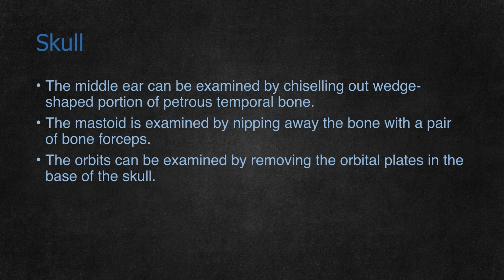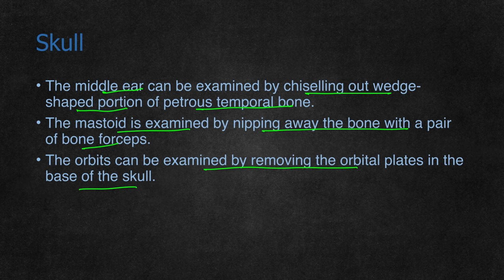Next, coming to dissection of the base of the skull. In the base of the skull, some parts remain; the middle ear can be examined by chiseling a wedge shaped portion of the petrous temporal bone. So using a chisel, the petrous bone can be chiseled out to examine the middle ear. The mastoid is examined by nipping away the bone with a pair of bone forceps. Orbits can be examined by removing the orbital plates in the base of the skull.